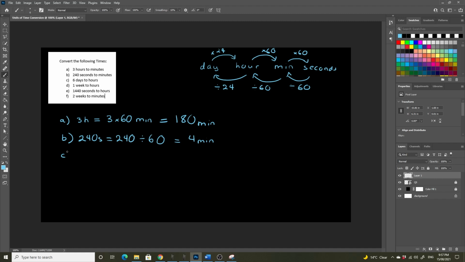Now we have C, 6 days to hours. So 6 days equals how many hours? Well, we're going from days to hours, so we're multiplying by 24. 24h, which is 144 hours.